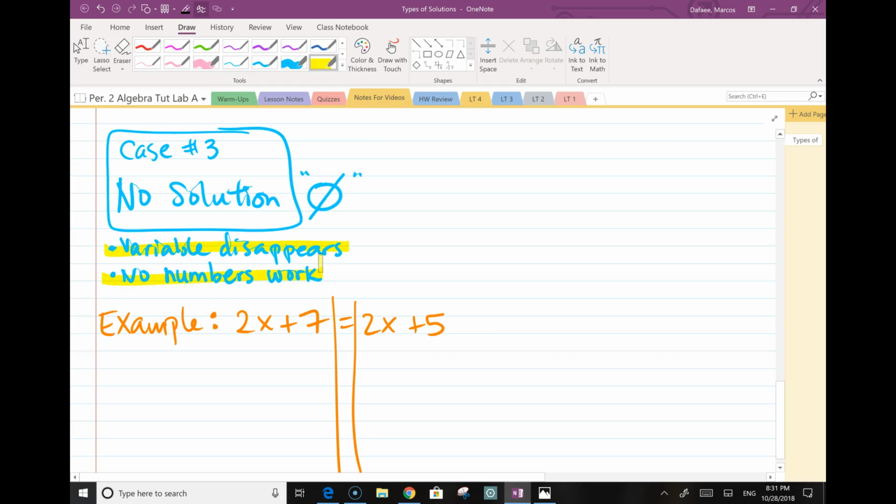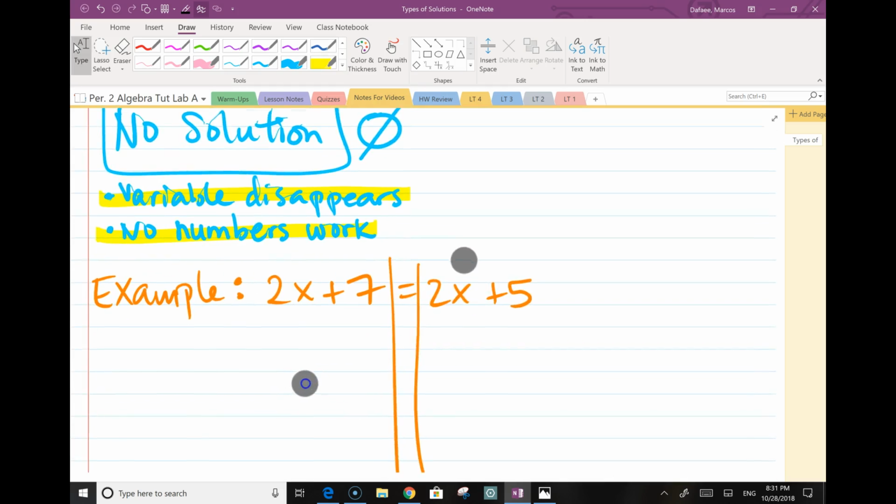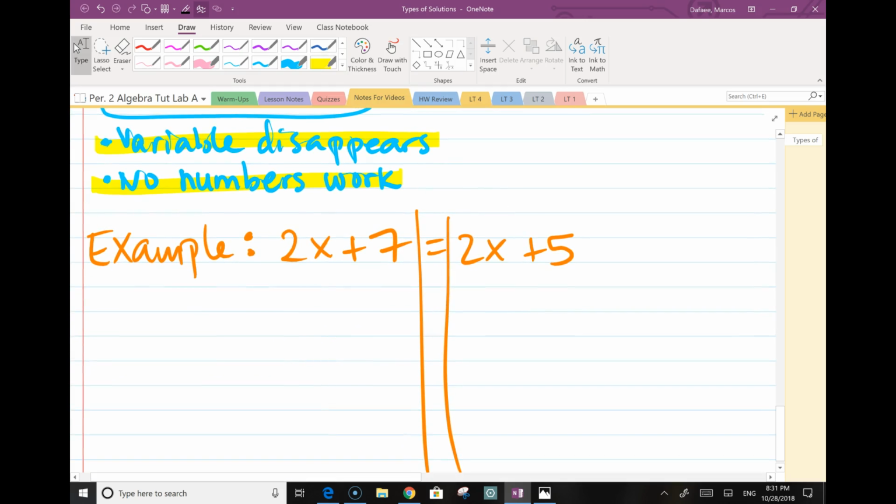So unlike infinite solutions, no solution implies that there is no value in the known universe of numbers that would ever make both sides of this particular equation identical at all. So what we're going to do is approach this as if we're trying to solve the equation looking for the value of x.